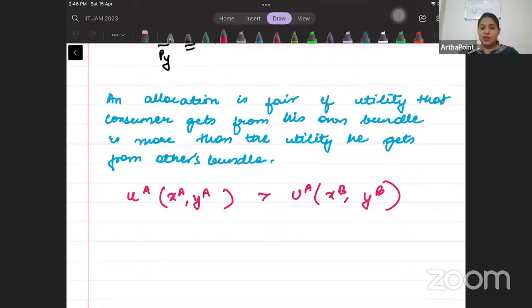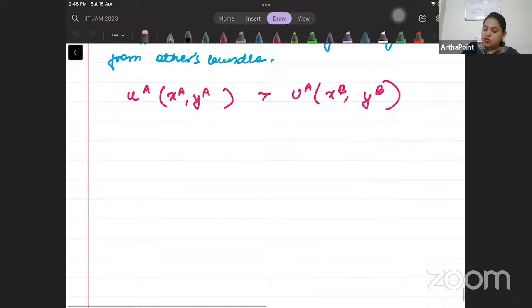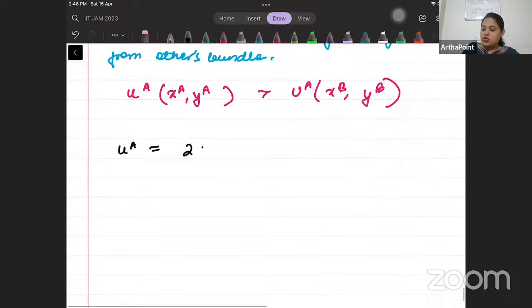What is the concept of fair allocation? What is the concept of equity? You can go ahead and read that chapter to understand more about this concept. Never mind, let's now just jump into this question. So tell me something. What is the utility function of individual A? The utility function of individual A is 2xa plus y.